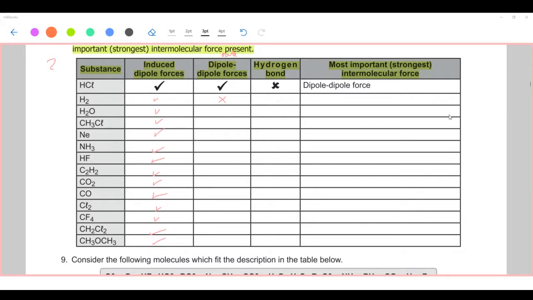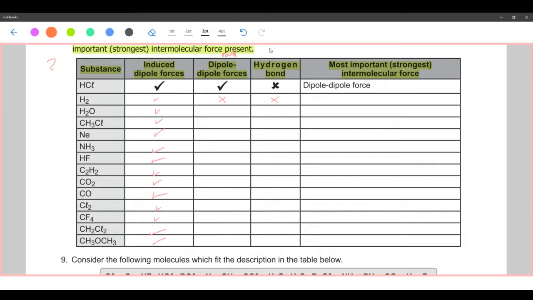There's plenty here. I'm going to ask each person one compound. Bianca, for H2, does it have hydrogen bonding? Yes or no? No, sir. For hydrogen bonding, we need to have hydrogen, obviously, and fluorine, oxygen, or nitrogen.